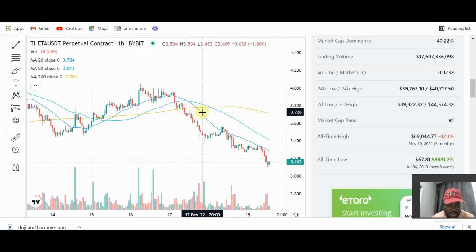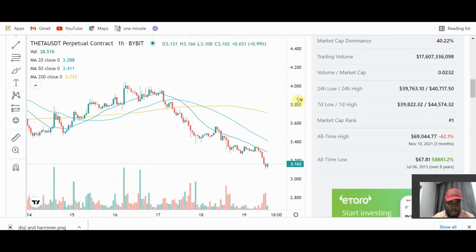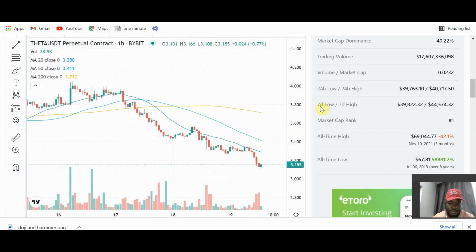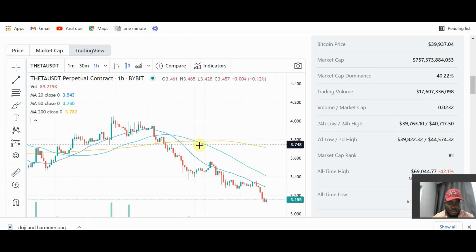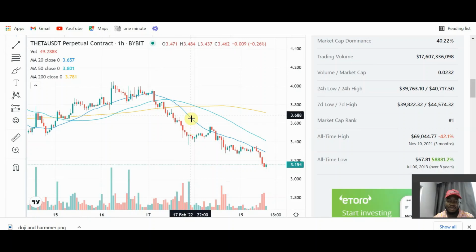So this is the 20-day moving average, this is the 50-day moving average, and this is the 200-day moving average. In a 1 hour chart, you see the 200-day moving average and the 50-day moving average. The 50-day moving average crosses below the 200-day moving average and we get a death cross, and the market starts going bearish. The market starts falling.